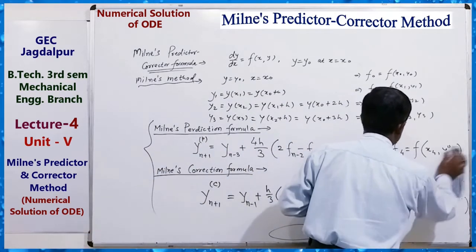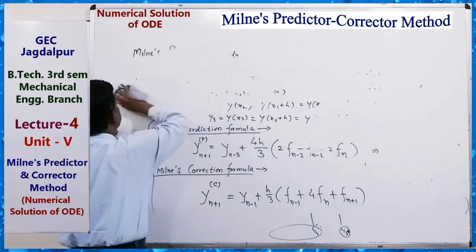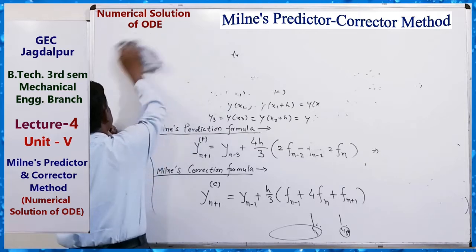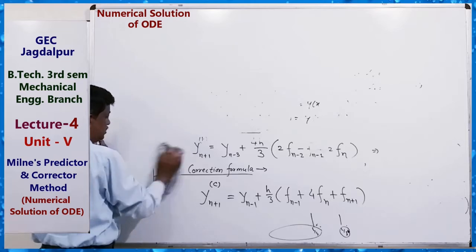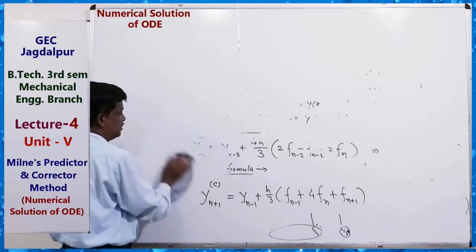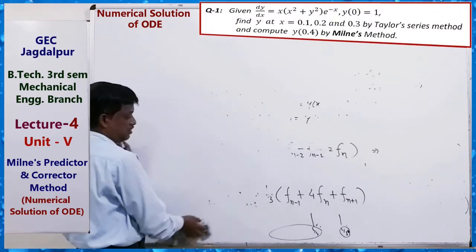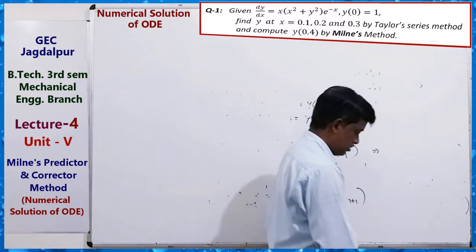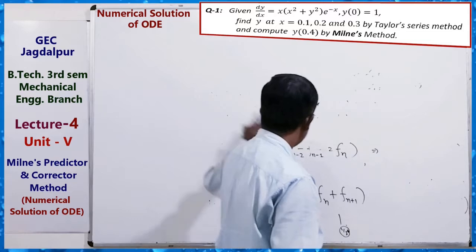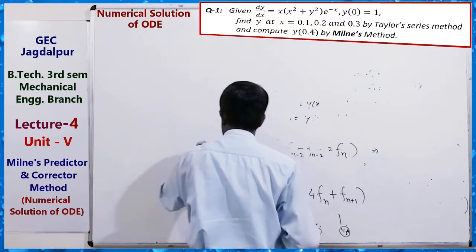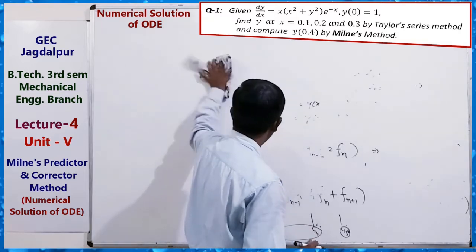Now take questions for finding the value of y, that is, finding the solution of an equation by Milne's prediction correction formula. Okay, so we know the previous methods, just like Taylor's series method and Picard's method. Here are the questions.